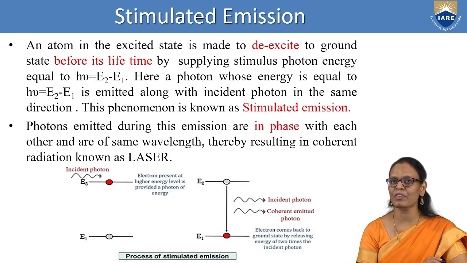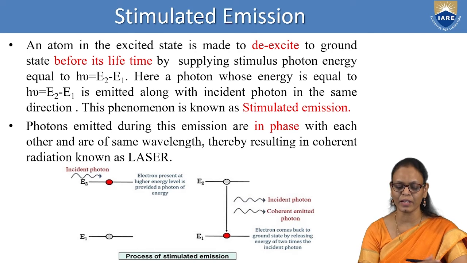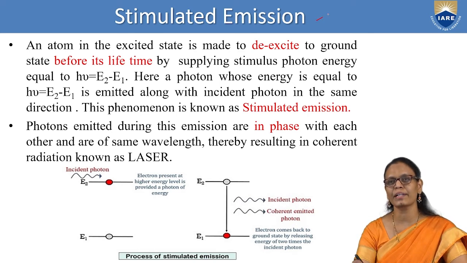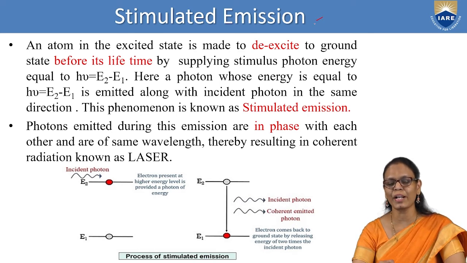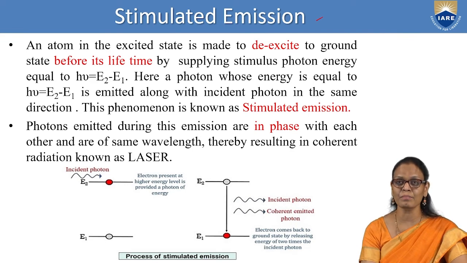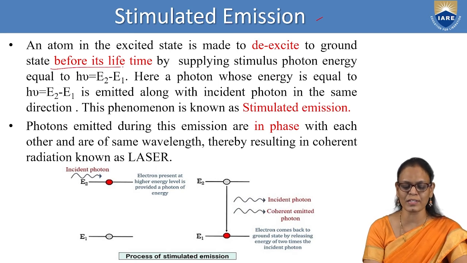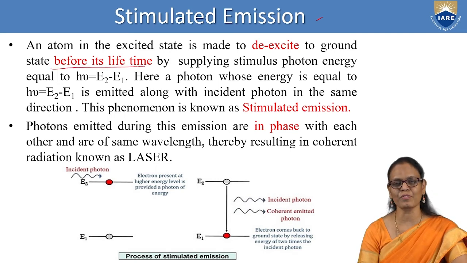Now, because we are not getting any coherent light there, we go for stimulated emission. So what is stimulated emission here? An atom which is in the excited state is made to de-excite to the ground state before its lifetime. Once the lifetime is over, it is coming down on its own. But when it is coming down on its own, whatever light that is being emitted is not coherent and not a single wavelength, and it is of no use.